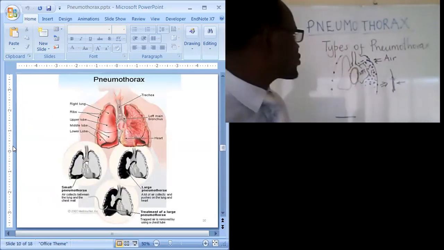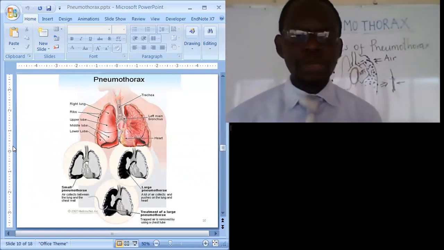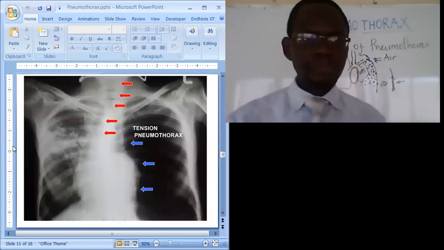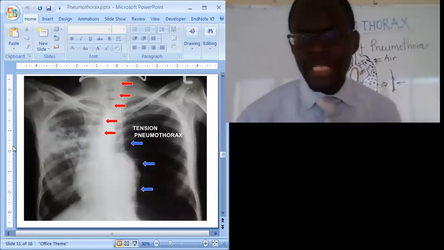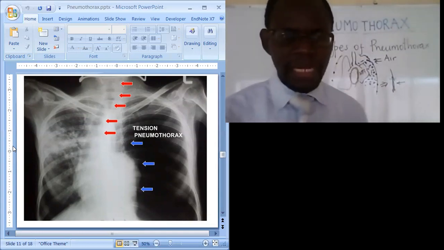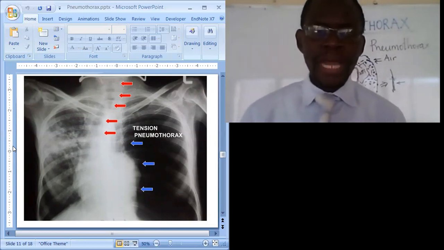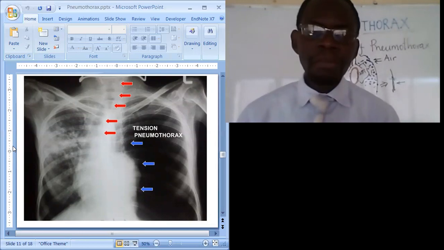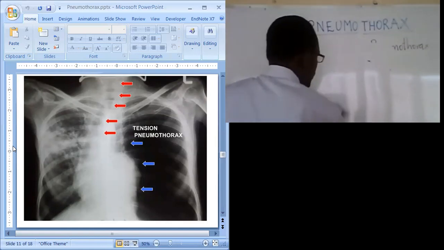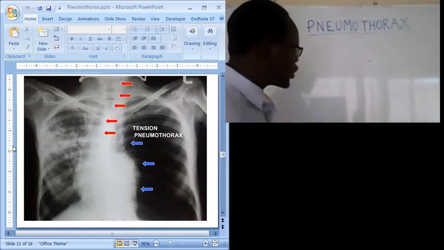Now, with pneumothorax, as you can see in those diagrams, it has been illustrated very well. You can see air accumulating in the pleural space. When you do an X-ray, of course, you have probably not encountered this, but you will find it in your clinical practice. When you do an X-ray like that, you see two things.